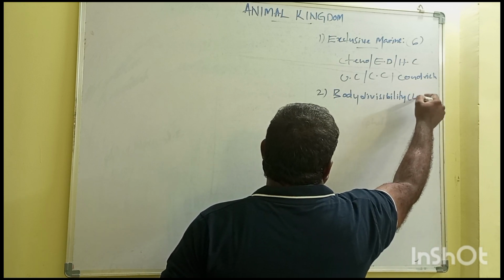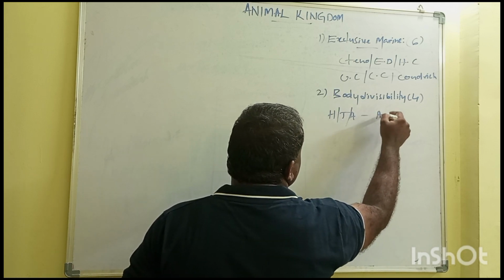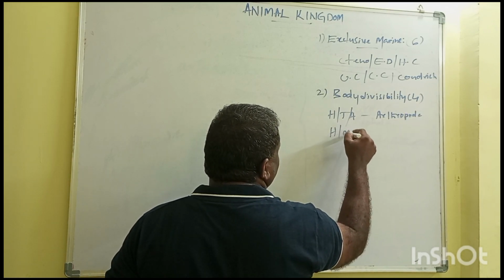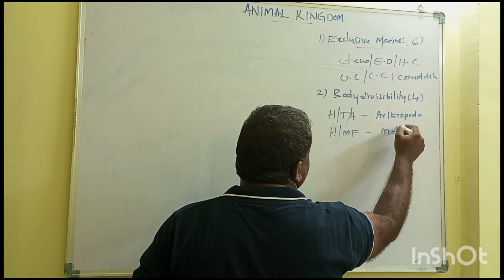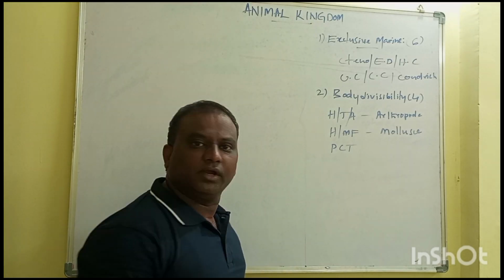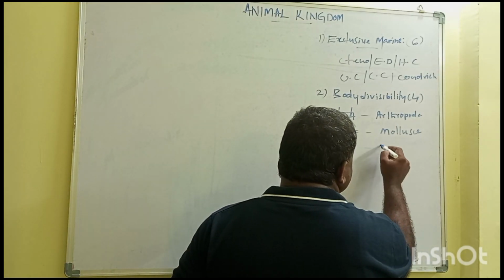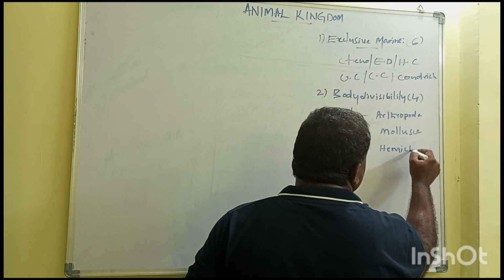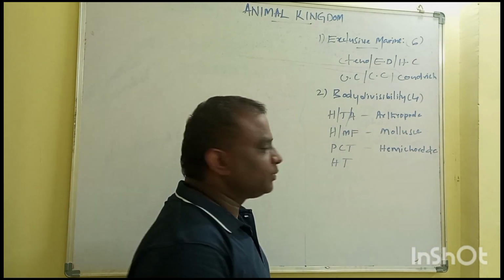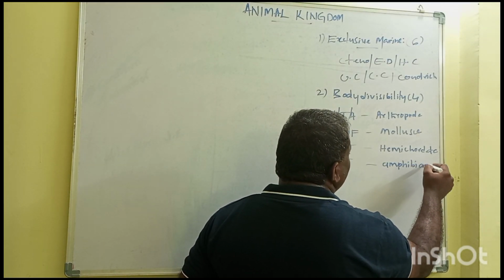The first one is head, thorax, abdomen, which you can see in Arthropoda. Head and muscular foot, which you can see in Mollusca. And PCT, what is PCT? P for proboscis, C for collar, T for trunk. It is all about Hemichordata. And finally HT, head and thorax, which we can see in amphibians. So these 4 body divisibilities are very important for the NEET exam.